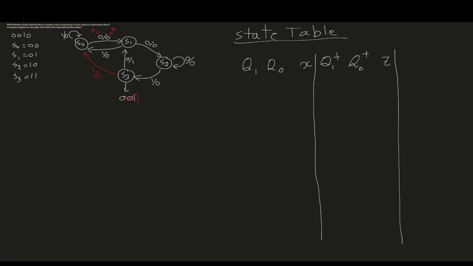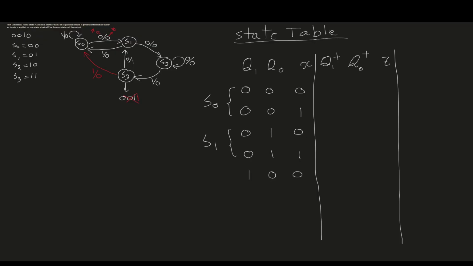So S0 is 0, 0. And then our input could be 0 and could be 1. So let's write it again. So this belongs to S0. And now the next state is S1. S1 is 0, 1. Also, we could enter an input of 0 and an input of 1. So let's write the state twice. This is S1. Next, we have S2. S2 is 1, 0.